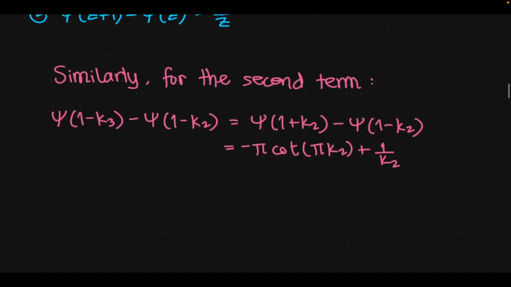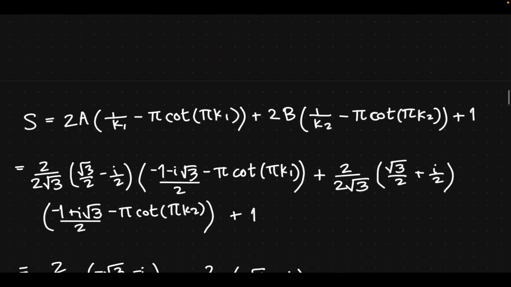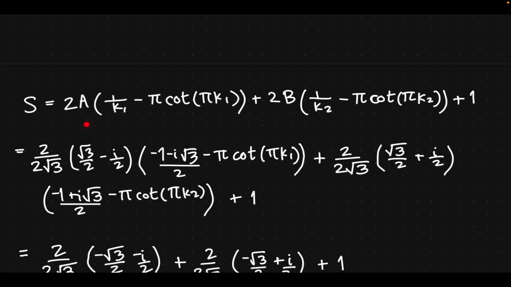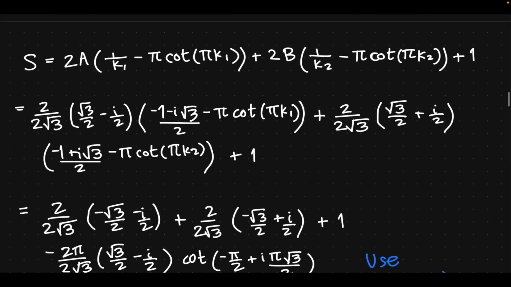So plugging this in for those infinite sums we had, s equals 2a times (1 over k1 minus pi cotangent pi k1) plus 2b times (1 over k2 minus pi cotangent pi k2), plus 1. Now plug everything in: plug for a, plug for b, plug for k1 and k2. So let's first plug for a and b. We can plug k1, k2 later.